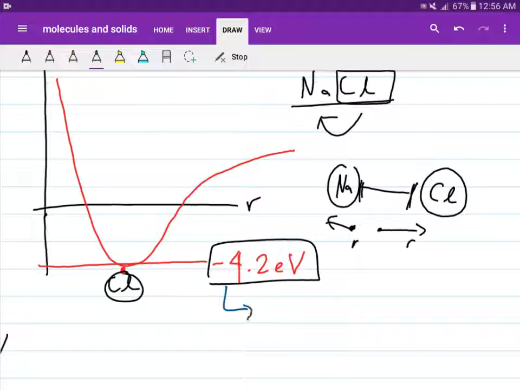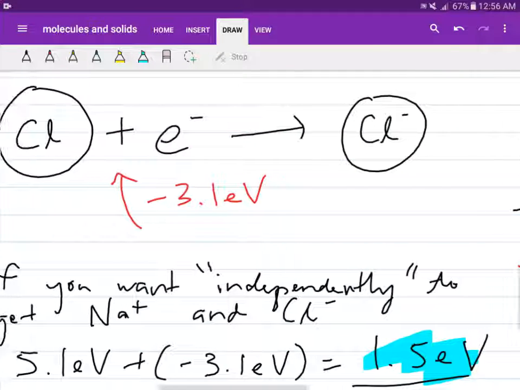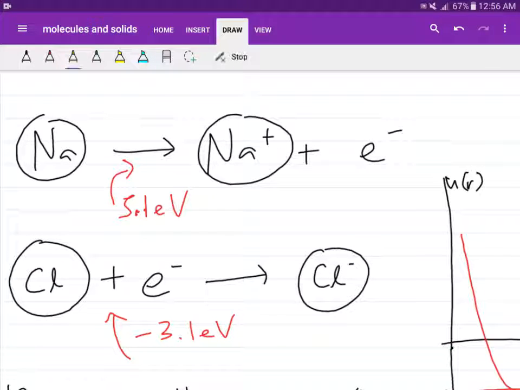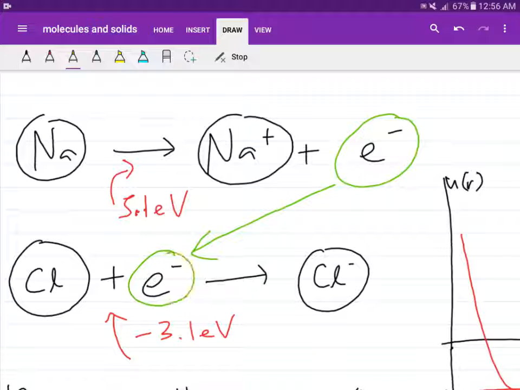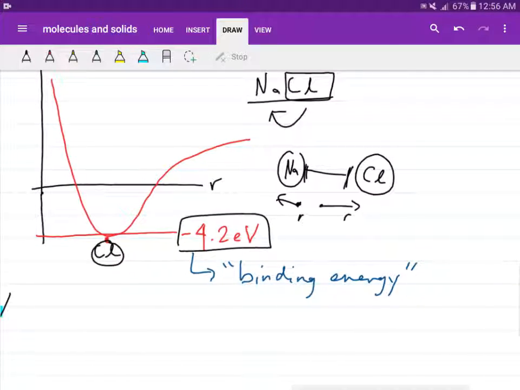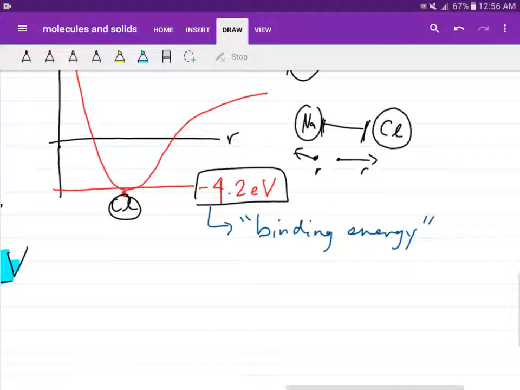the binding energy of sodium and chlorine. So if we look back at our independently formed ions, what happens is that the electron given off by sodium became the electron that is accepted by chlorine. So in doing so, they are able to bind with only having minus 4.2 electron volts.